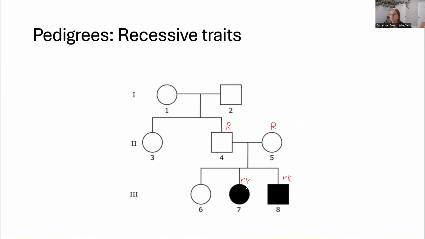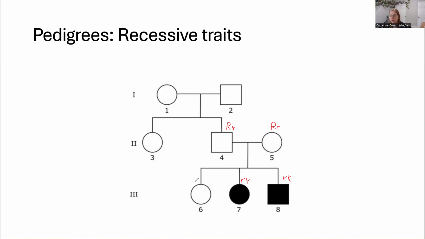Now, if these kids are homozygous recessive, they must have got one of these little r's from each of their parents. Like, they can't get an allele that their parents don't have. It had to come from their parents. So I now know that each of these parents is heterozygous. Because these parents are heterozygous, they both passed on their little r, so their offspring were born with a condition that they themselves do not have.